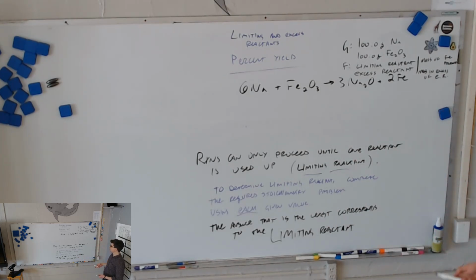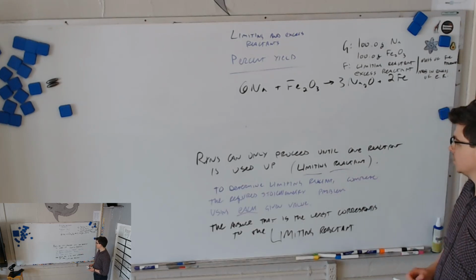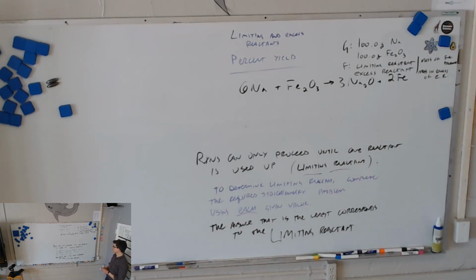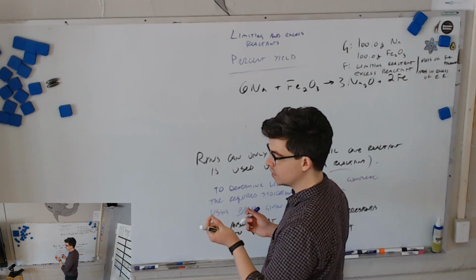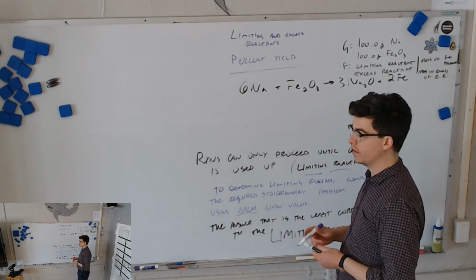What do I do first? You should know this part, right? It says, to determine limiting reactant, compare the required stoichiometry problem using each given value. What should I do first for my stoichiometry problem? It's balanced. Good. Yes, thank you.